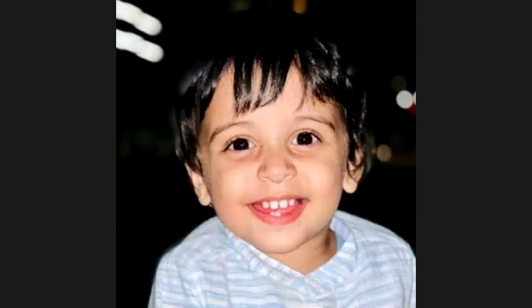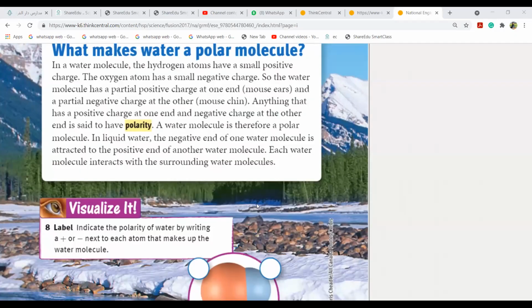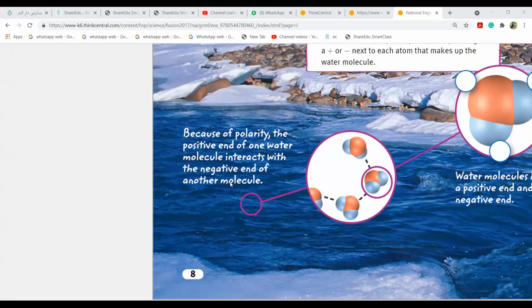Now this time it will attract to red color. It will attract to red color here. This way it goes on and forms water. Many molecules. One end will be negative, that will attract to the positive end. Any question till here? No. So because of polarity, the positive end of a water molecule interacts with the negative end of another molecule.